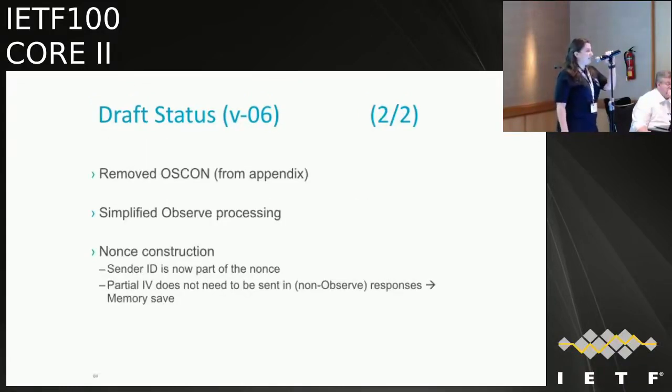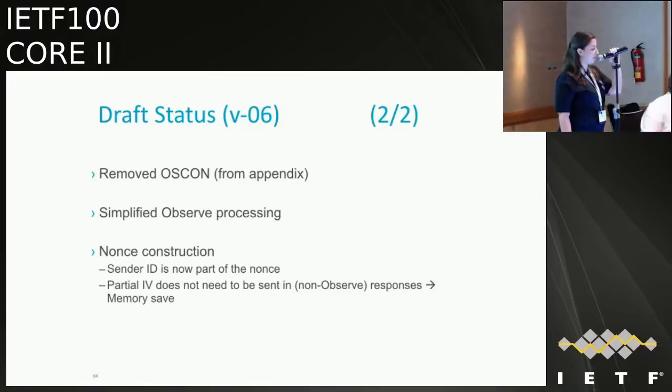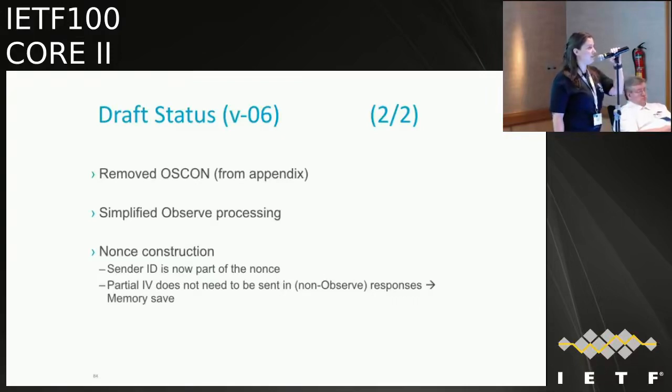Then we did change that we announced last time, which was we removed the OSCON, which was object security of content, from the appendix. We simplified the observe processing based on Christian's feedback and suggestions. Thank you, Christian. And we updated the nonce construction. Now the sender ID is part of the nonce, and the partial IV does not need to be sent in non-observed responses, which allows for memory savings. So in general, we did some updates, but nothing major.